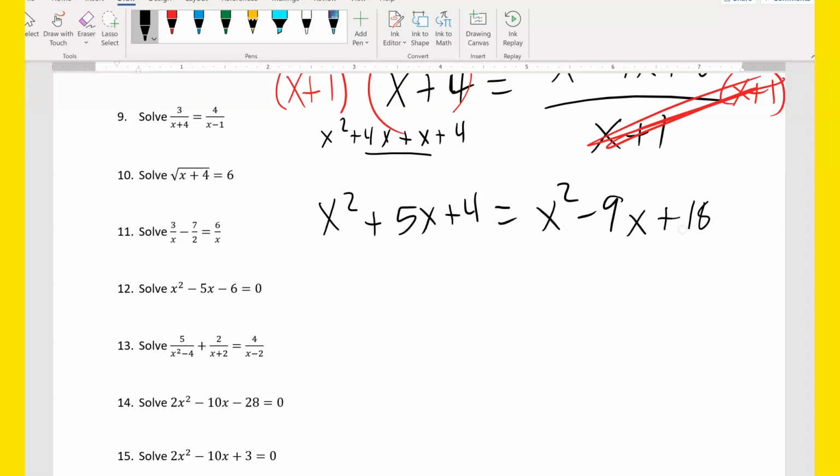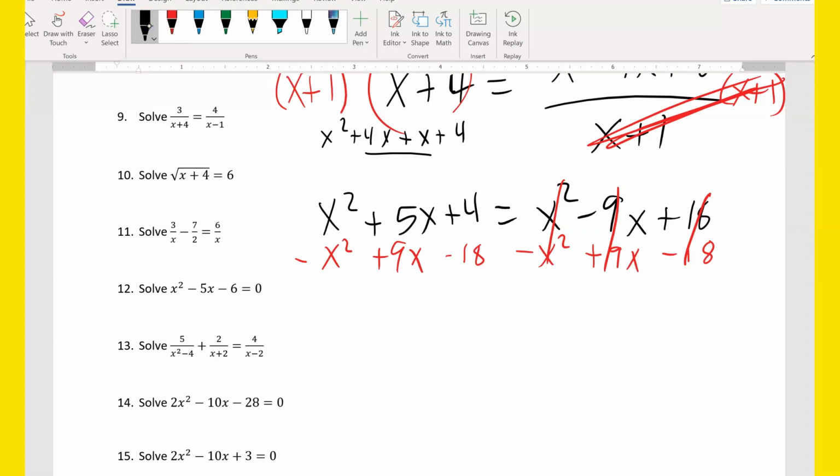Now it's just a matter of getting the like terms together, combining all your like terms, and seeing what you can do to solve it from there. So I think what I'll do is I will move this x squared over here with this x squared by subtracting x squared from both sides. At the same time that I do that, I'm also going to go ahead and add the 9x to both sides. And at the same time, I'm also going to go ahead and subtract 18 from both sides. That combines all my like terms kind of in one step.